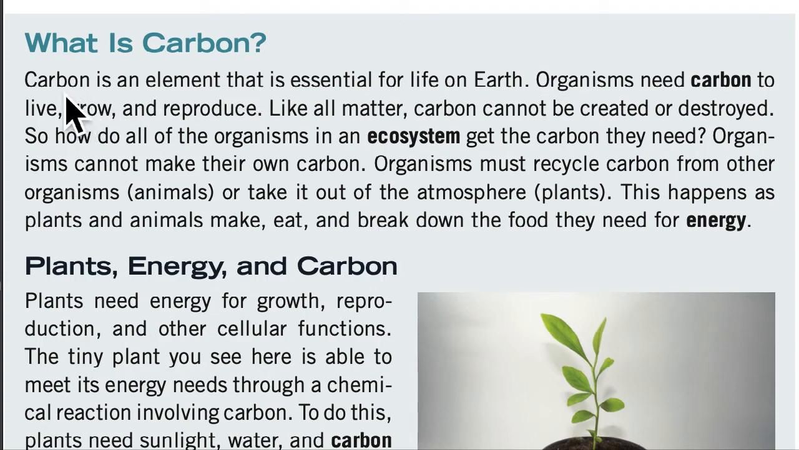Carbon. Carbon is an element that is essential for life on Earth. Organisms need carbon to live, grow, and reproduce. Like all matter, carbon cannot be created or destroyed. So how do all the organisms in an ecosystem get the carbon they need?